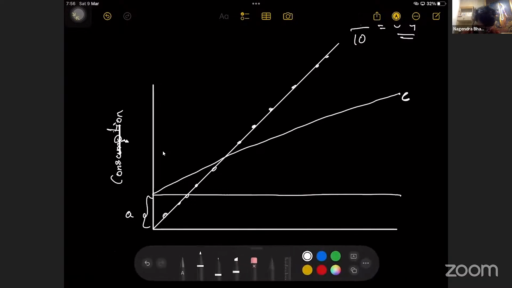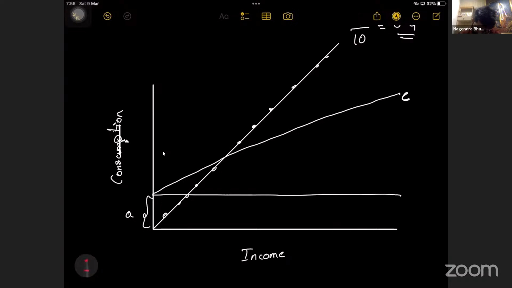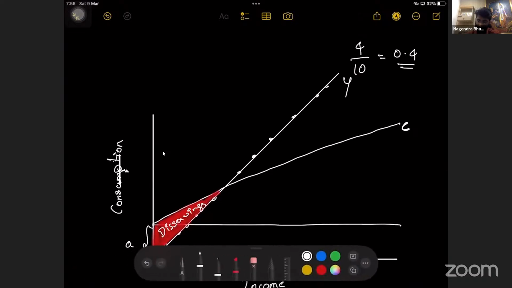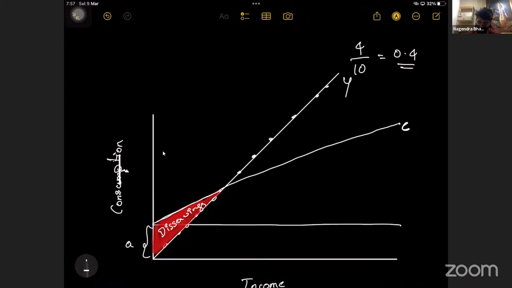What is this, sir? This is dissavings. Why is it dissavings, sir? Because your expenditure is more than your income. That's why we call this dissavings. Because, sir, this is income, no. This is our income line. This is the consumption line. Your consumption is greater than your income. So that's why this is dissavings.